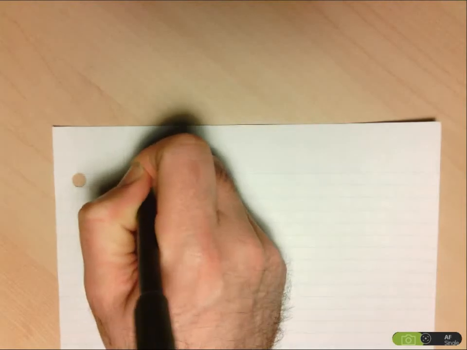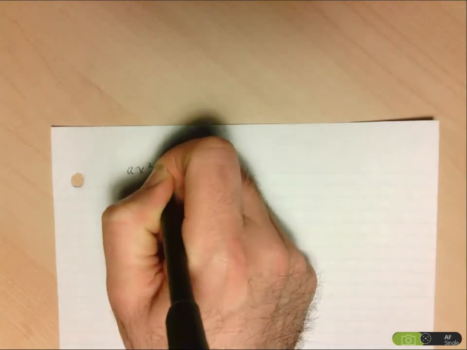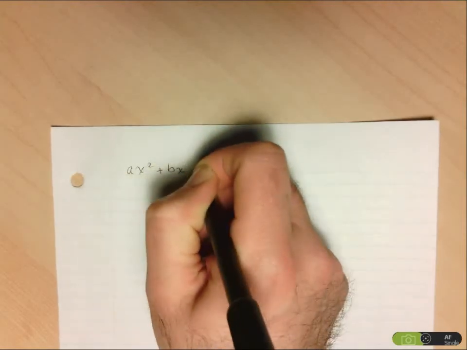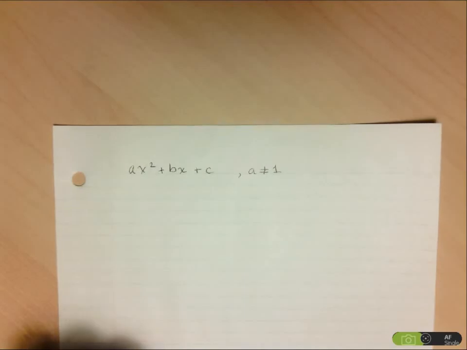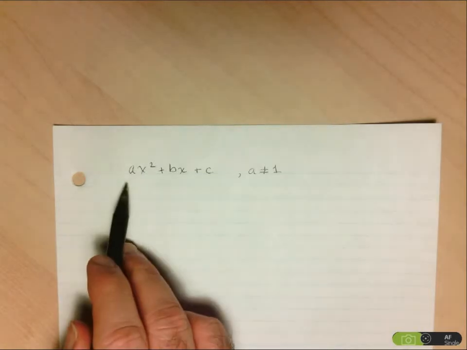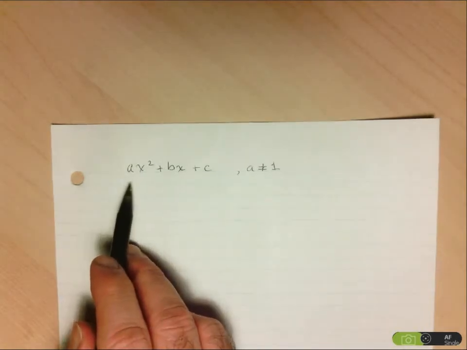Hi folks, we're now going to take a look at factoring trinomials where the leading coefficient is not equal to 1. So in other words, we're going to take a look at trinomials of the form ax squared plus bx plus c, where a is not equal to 1. Okay. Now this is a little more complicated than factoring those where the leading coefficient is 1.